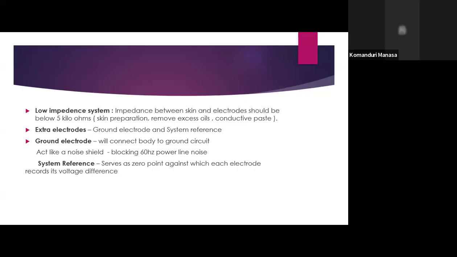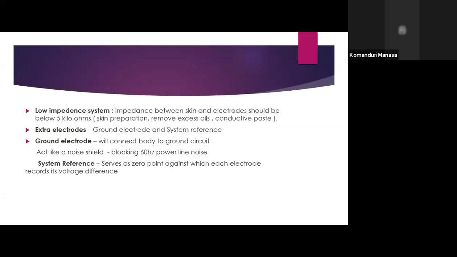The ground electrode connects the body to the ground circuit within the amplifier. So it acts like a noise shield. Usually it is useful in blocking the 60 Hz power line noise, which is there due to alternating current. And there is a system reference electrode which serves as a 0 point. The ground electrode we can put on the body anywhere, usually over the forehead or behind the ear. The system reference electrode serves as a 0 point against which each electrode records its voltage difference.